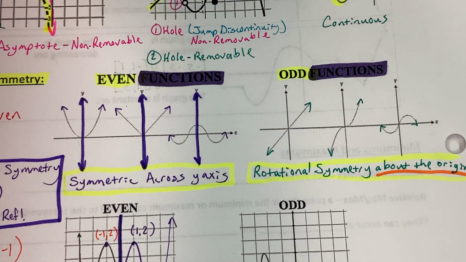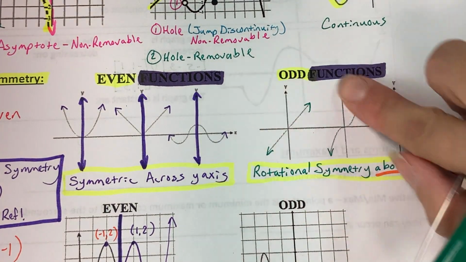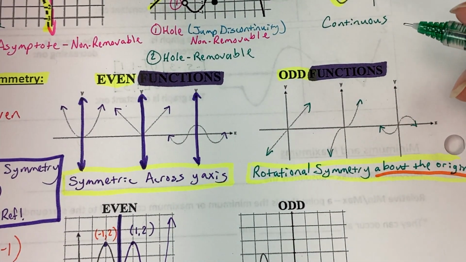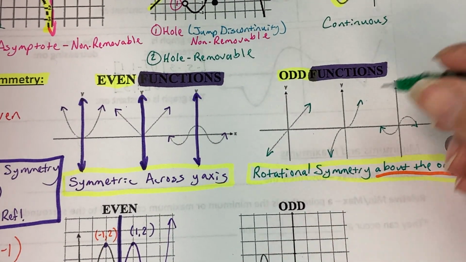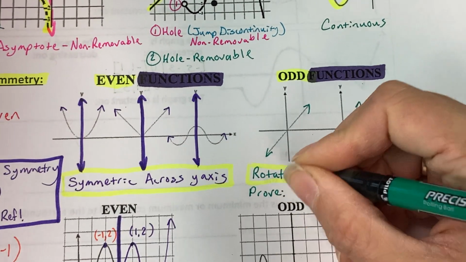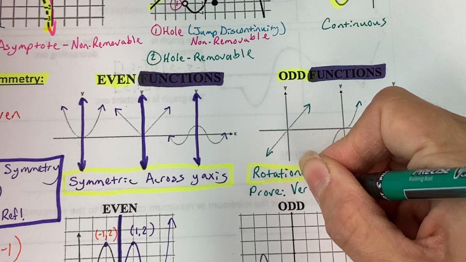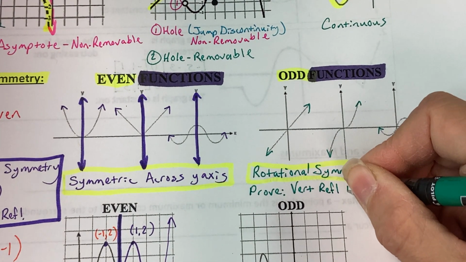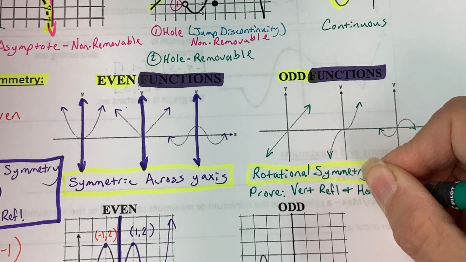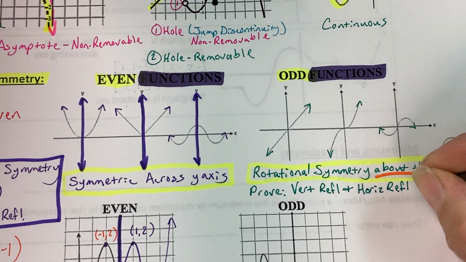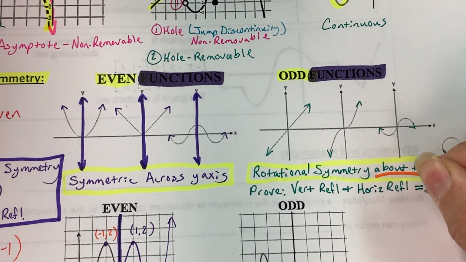It's actually pretty slick. Because the rotational aspect, it's like, oh my gosh, we're swiveling 360 degrees or 180 degrees. How are we going to prove that? What we end up proving is that vertically reflecting the graph and horizontally reflecting the graph yield the same graph.